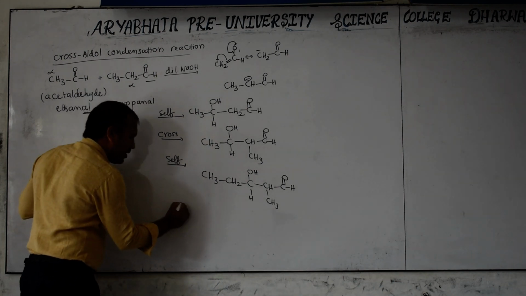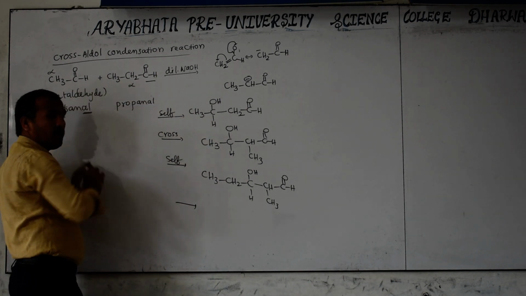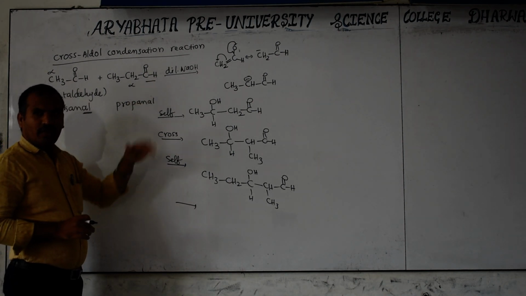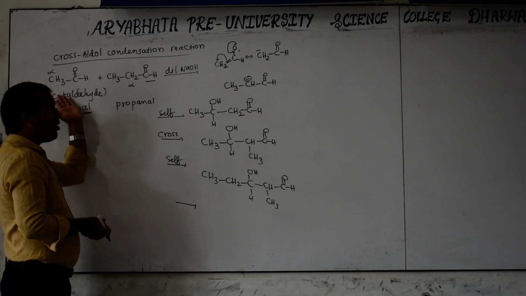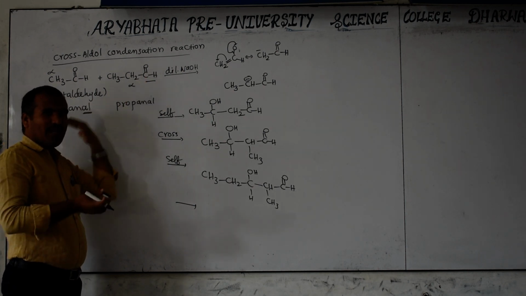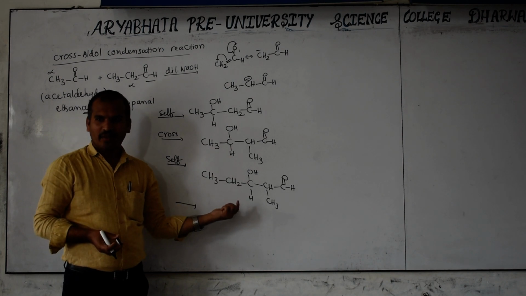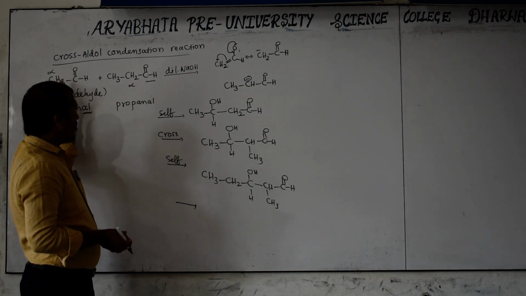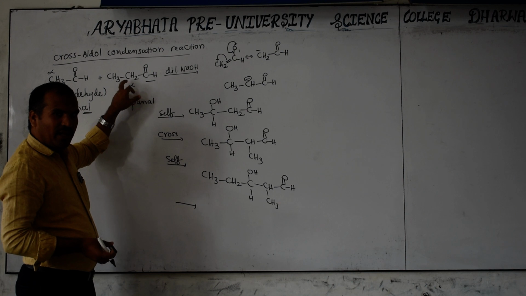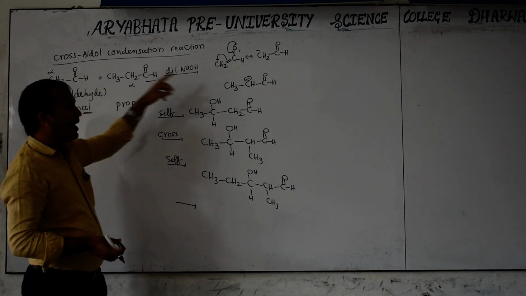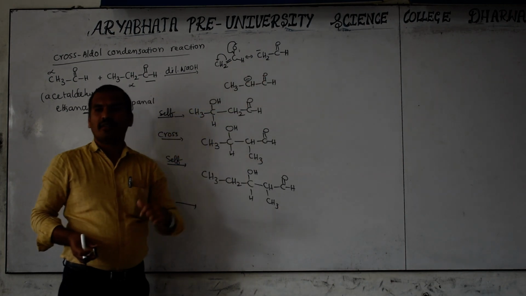Next, if this reacts with this one, before this reacted with this one. Then you may ask the question: if the first molecule reacts with the second one, and the second molecule reacts with the first one, it's the same, doesn't it? But the product is different. You observe that. Because if the first molecule reacts with this one, it can form this carbanion. If this molecule reacts with this one, it forms the carbanion like this. So that is a difference.